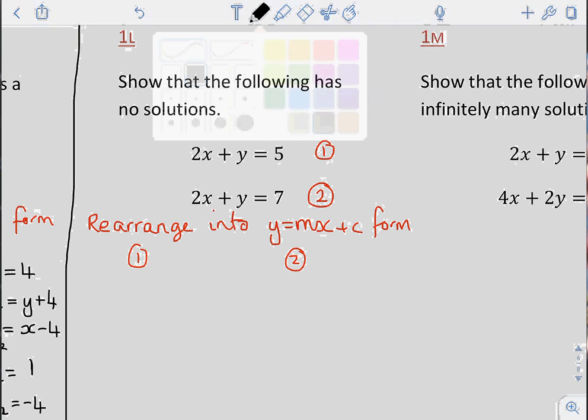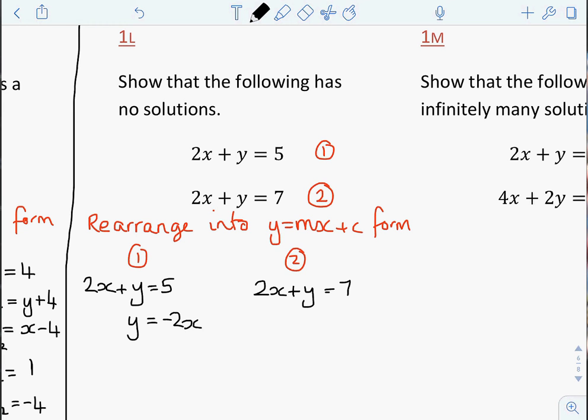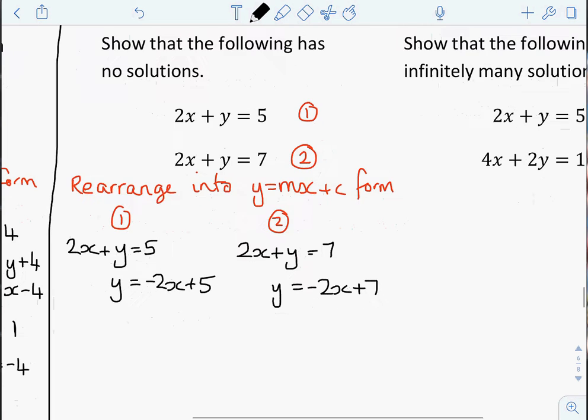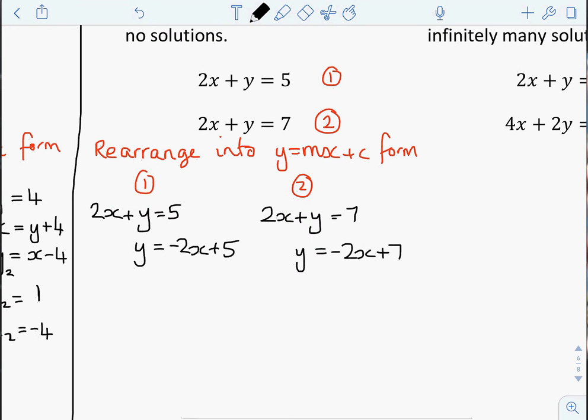Taking that first equation, we've got 2x plus y is equal to 5. The second equation, 2x plus y is equal to 7. Rearranging this, we will get y equals minus 2x plus 5, and y is equal to negative 2x plus 7. So two equations in the form of y equals mx plus c. Let's identify our gradient and our y-axis intercept.